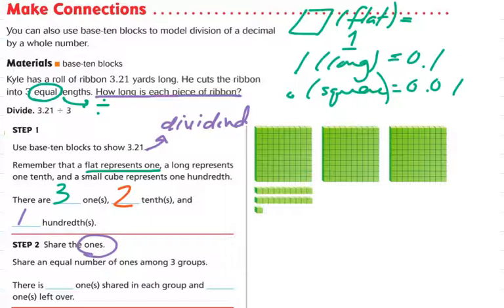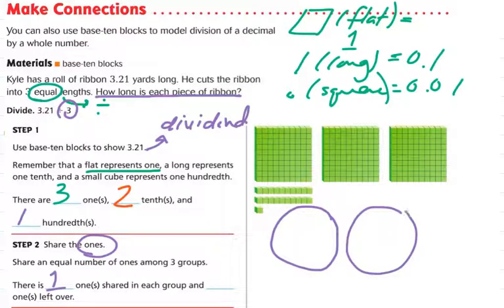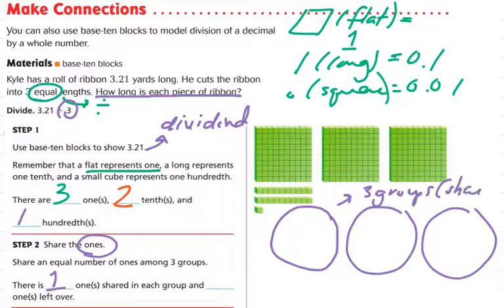There is one shared equally in each group. And we know that because, boys and girls, we're going to have 3 groups. So what I'm going to do is draw 3 circles, because these are going to be my 3 groups that I'm going to share equally. So in each of the groups, I'm going to write a flat. So that's 1, 2, 3. We were able to share them equally, boys and girls, so we did not have to regroup for this particular part of the problem.